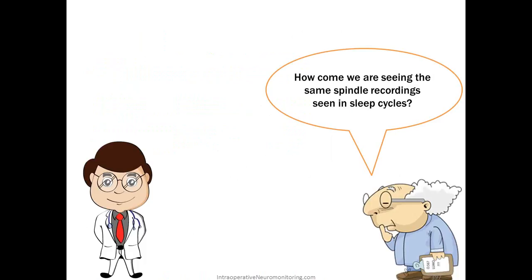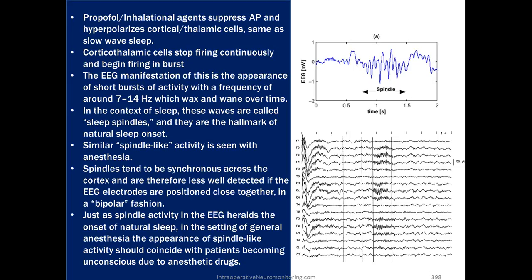How come we're seeing the same spindle recordings seen in sleep cycles? Propofol and inhalational agents suppress action potentials and hyperpolarize cortical thalamic cells, same as slow wave sleep. Cortical thalamic cells stop firing continuously and begin firing in bursts. The EEG manifests as short bursts of activity with a frequency of around 7 to 14 Hz, which wax and wane over time. In the context of sleep, these waves are called sleep spindles, and they are the hallmark of natural sleep onset. Similar spindle-like activity is seen with anesthesia.